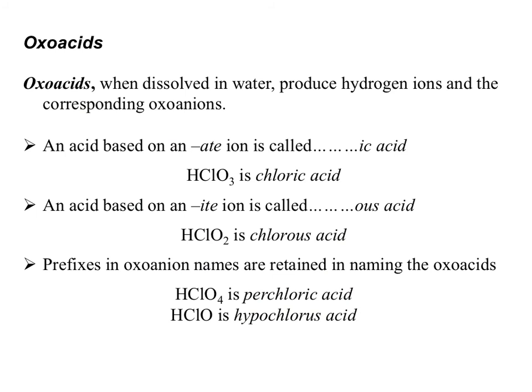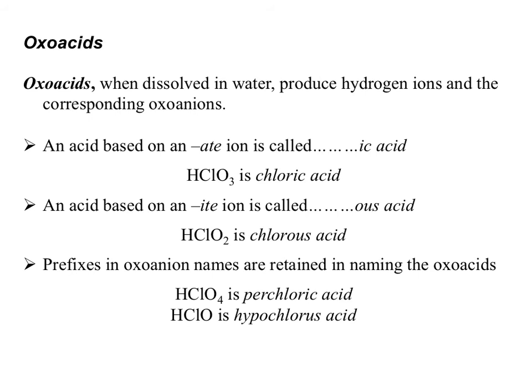Oxoacids. Oxoacids, when dissolved in water, produce hydrogen ions and the corresponding oxoanion. So an acid based on an ate ion is called something-ic acid. So for example, with the chlorate, ClO3- becomes HClO3, chloric acid.